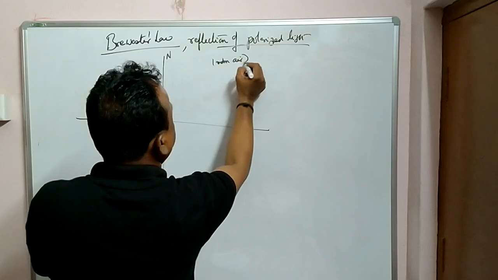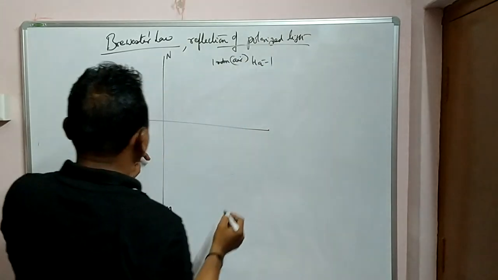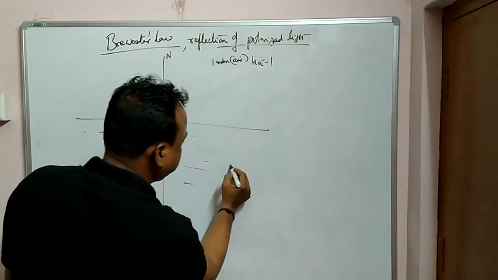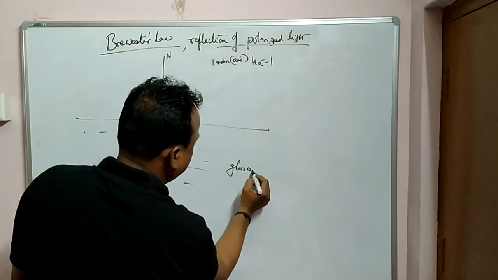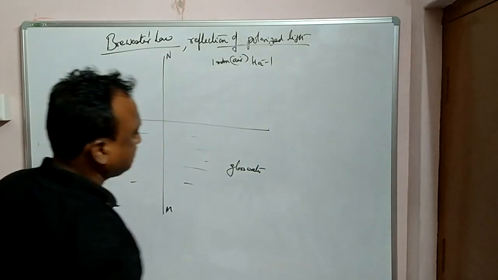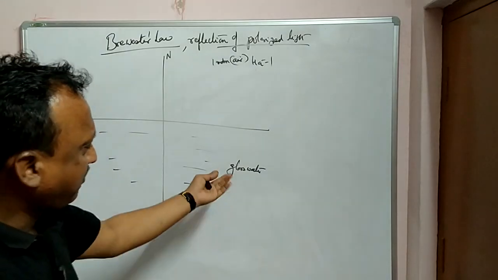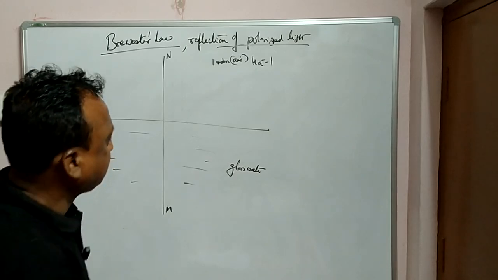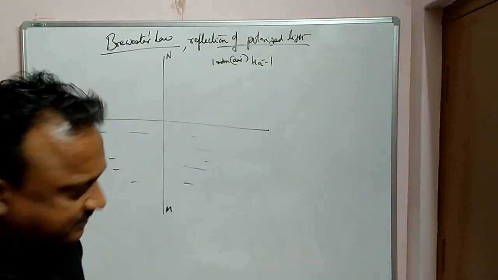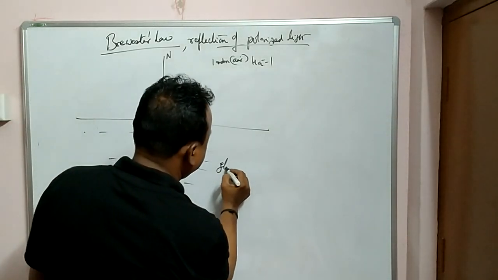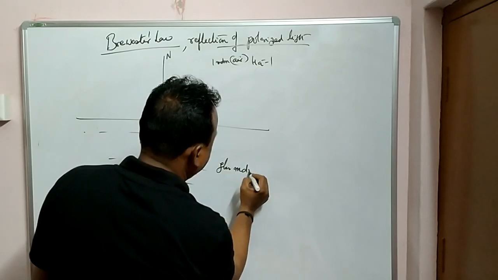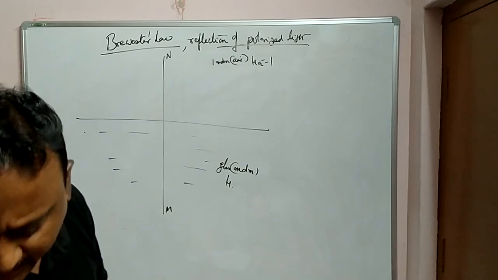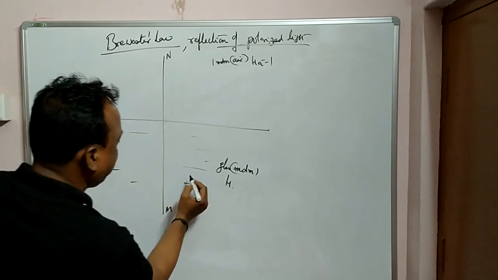The second medium you can take as any glass medium or water. Glass or water, both are transparent. Let the refractive index be mu, that is the refractive index of glass.